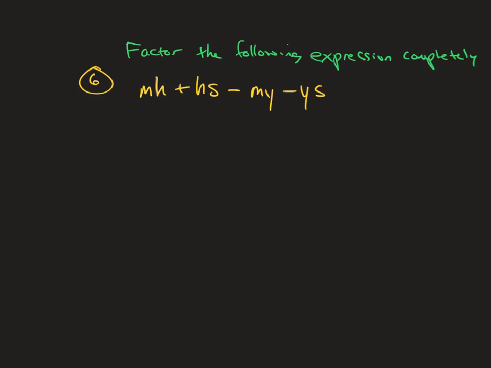Number 6, factor the following expression completely. MH plus HS minus MY minus YS. So again, first thing you want to do is check GCF. So something we can take out of everything. Can't take M out of everything because we don't have an M in the second term. Can't take H out of everything because we don't have an H in the third term. So nothing we can take out of everything.